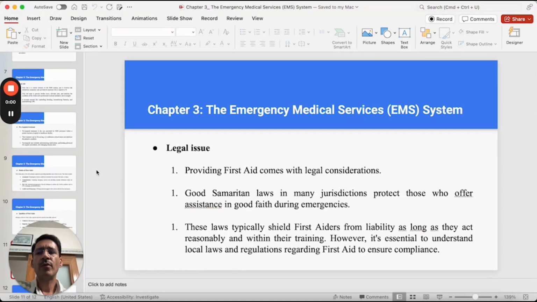Legal issues. Providing first aid comes with legal considerations. Good Samaritan laws in many jurisdictions protect those who offer assistance in good faith during emergencies. These laws typically shield first aiders from liabilities as long as they act reasonably and within their training. However, it's essential to understand local laws and regulations regarding first aid to ensure compliance.